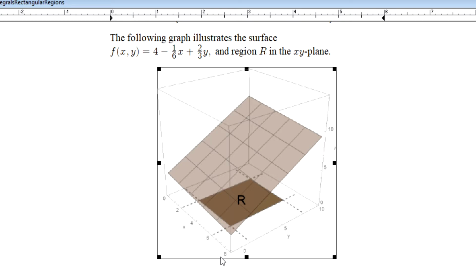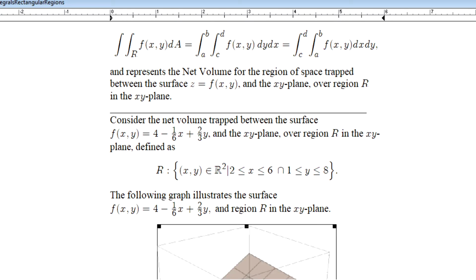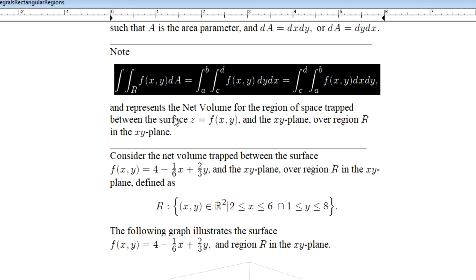x and y. That region R occurs over values of x from 2 to 6 and for values of y from 1 to 8. And you can see those boundaries for x and y give us this bound on R. What's trapped between this surface in 3 dimensions and this rectangular region R down here in 2-dimensional space is actually a volume of space. And that volume of space is what we're going to calculate with this double integral calculation.